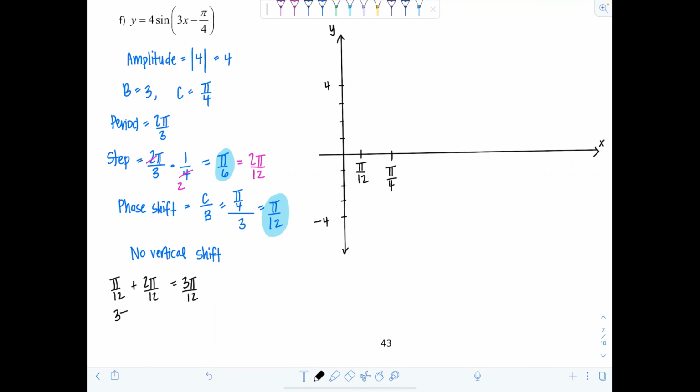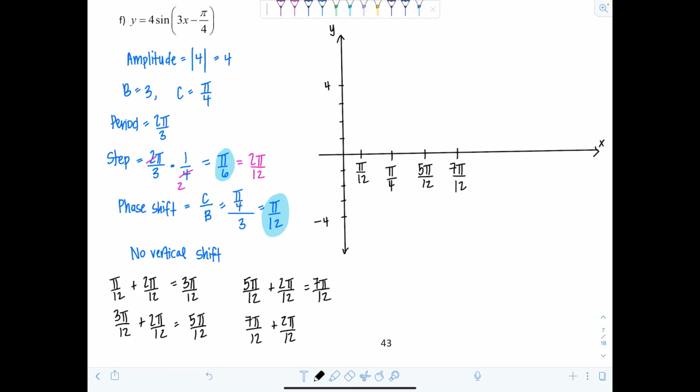Then let's do it again. So 3 pi over 12 plus 2 pi over 12, that's 5 pi over 12. So that's the next one. 5 pi over 12 plus 2 pi over 12, that's 7 pi over 12. Look at us go. And then last one, add another 2 pi over 12, that's 9 pi over 12. Can you do this in your head yet? I hope so. I hope you get there quickly. 9 pi over 12. So divide that by 3, right? And that's 3 pi over 4.